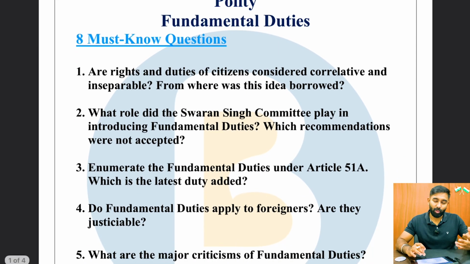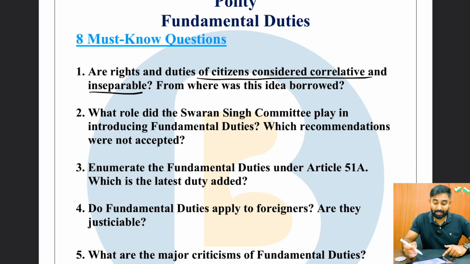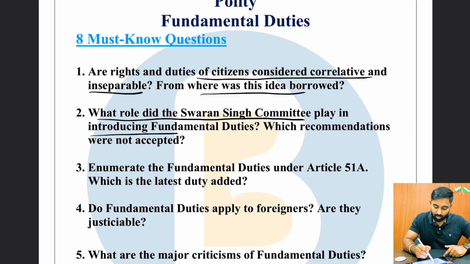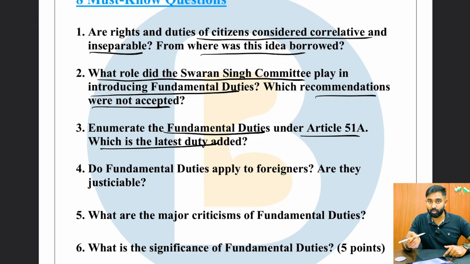As you already know the drill, first we will read out the questions and then we will try and discuss the answers for it. The first question: are rights and duties of citizens considered correlative and inseparable? From where was this idea borrowed? What role did the Swaran Singh Committee play in introducing fundamental duties? Which recommendations were not accepted? Enumerate the fundamental duties under Article 51A, which is the latest duty added.